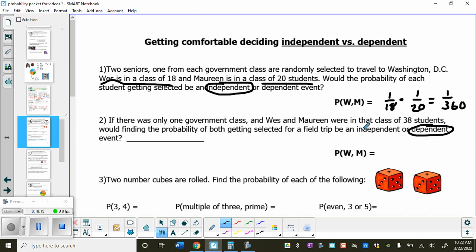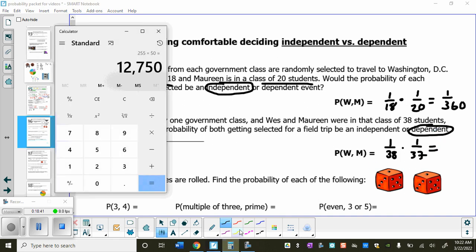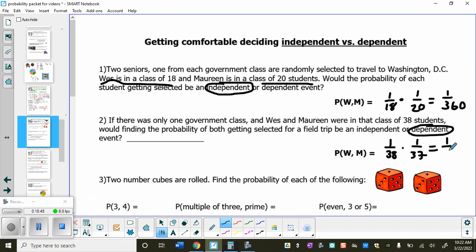This is dependent. The reason is that Wes has a 1 out of 38 chance of being selected. And once one student is already selected, Maureen only has a 1 in 37 chance. She's not competing against the same 38. There are only 37 kids now in the class for her. So this is dependent, because the denominator changed. And when I multiply 38 times 37, it's 1406. So we get a 1 out of 1406 chance.